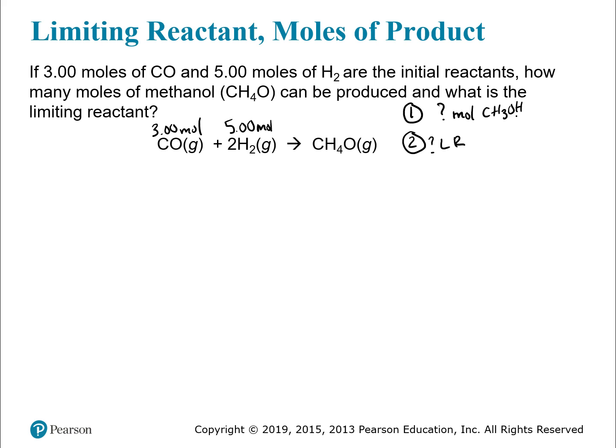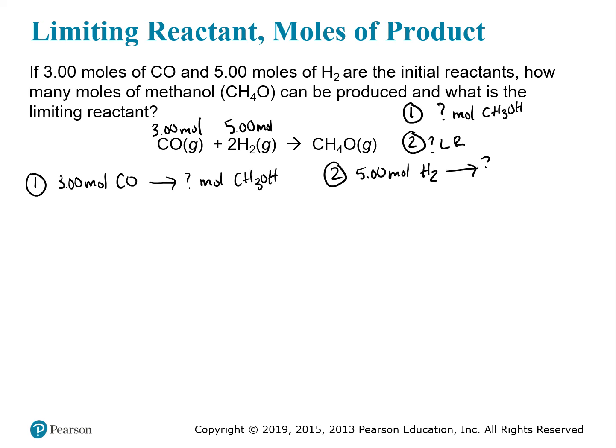What we're really doing here is 2 problems. The first one is figuring out if we have 3 moles of carbon monoxide, how many moles of methanol do we make? Then we have to figure out the question of if I have 5 moles of hydrogen gas, how many moles of methanol will I make? Once we answer those 2 questions, we can figure out which one would make the least amount of product.